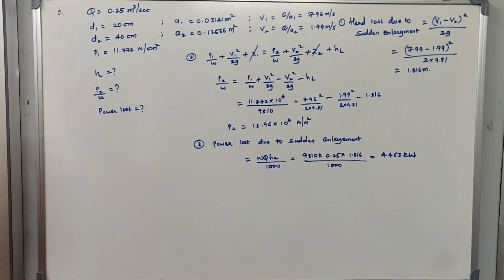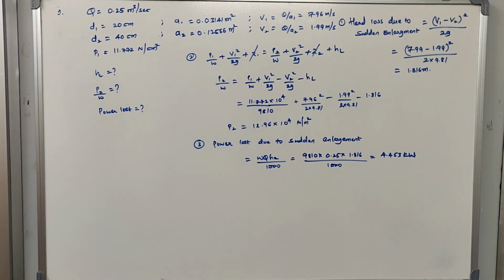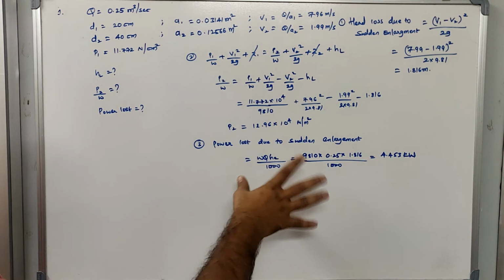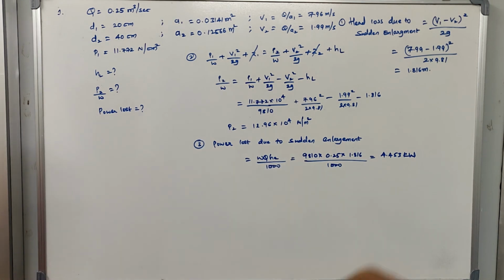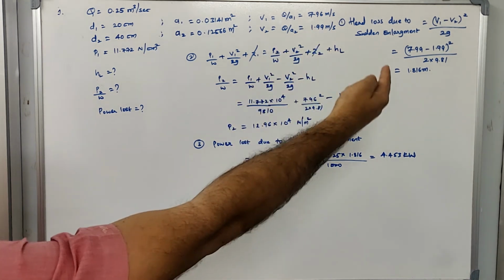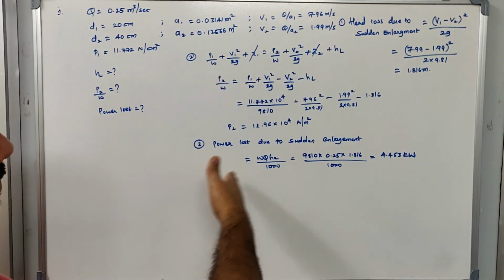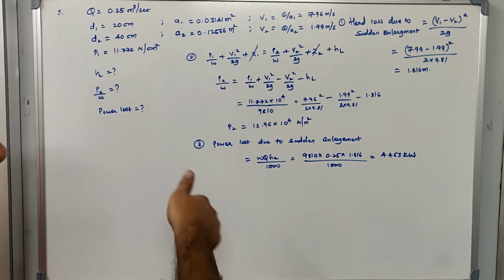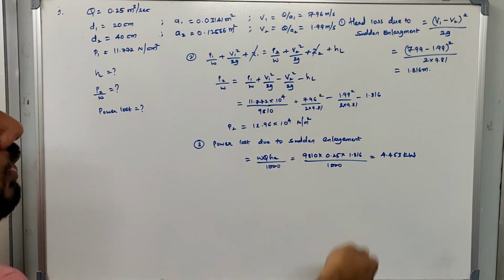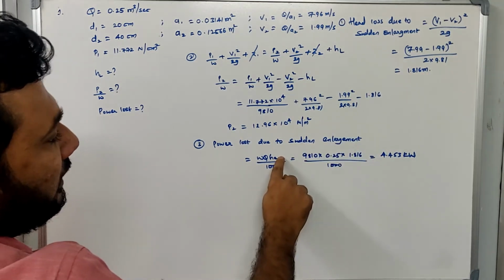Once you have solved this, the next step is to solve for the power lost. The power equation is W Q into H. Now we are calculating the power lost, so we need to use the head loss that has taken place. When water moves from a smaller diameter pipe to a larger diameter pipe, because of that sudden enlargement, the head lost is 1.816 meter. So we will use this in this equation.